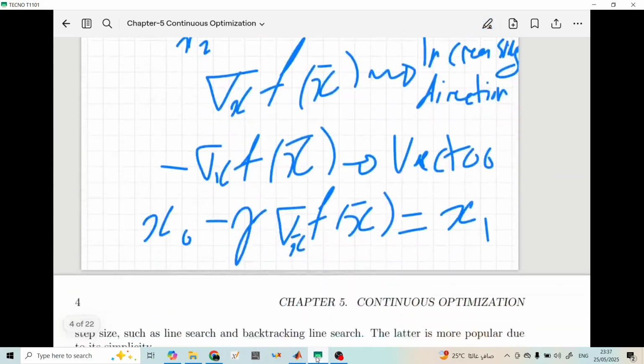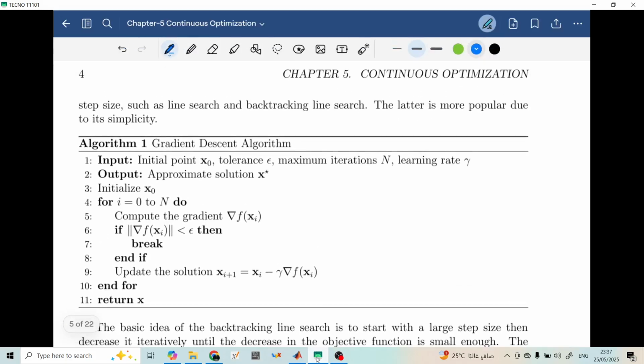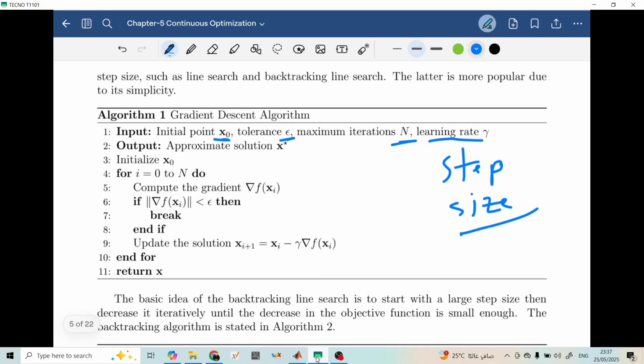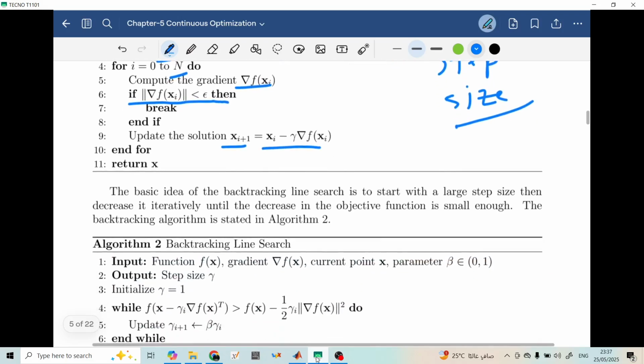Okay, so this is the algorithm written in a formal way. So we give it an initial value, the stopping tolerance, the number of iterations so we don't end up in an infinite loop, and the learning rate, or the step size. Some books or papers call it step size. And we start with this initial guess and we iterate until n times. We compute the gradient, we check if the gradient is so small, we stop, otherwise we update our guess with the new value.